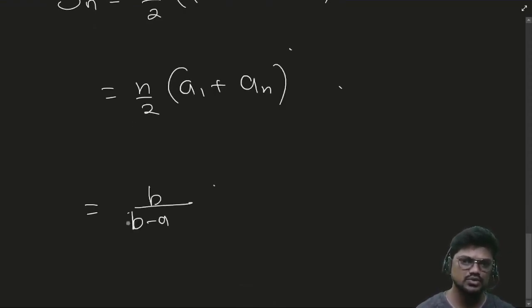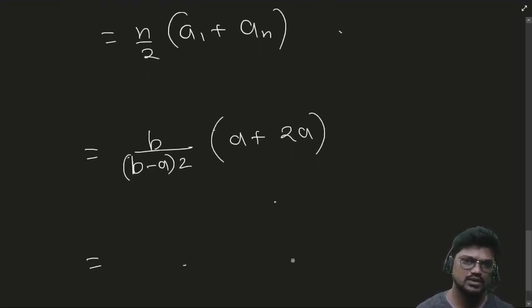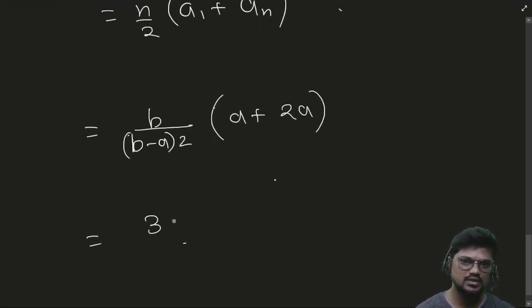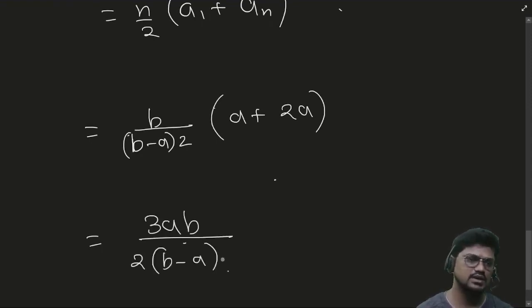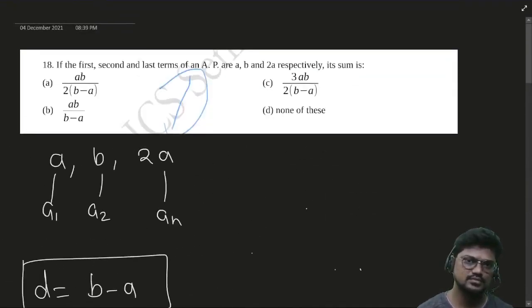Okay, and this upon 2, so you can multiply 2 over here. And this a1 is what? A only, and the nth term is 2a. Right? So what you get ultimately? 2a plus a, that is 3a. 3ab upon 2 into b minus a. So this should be the answer. Got it?